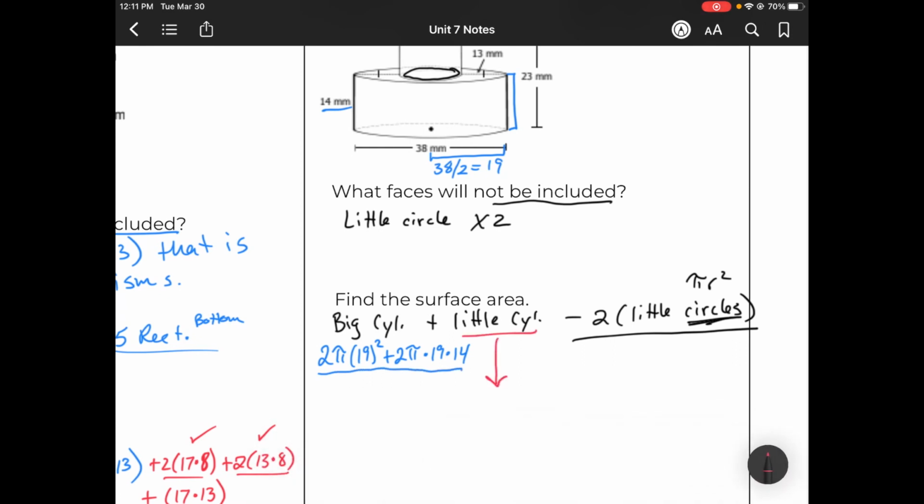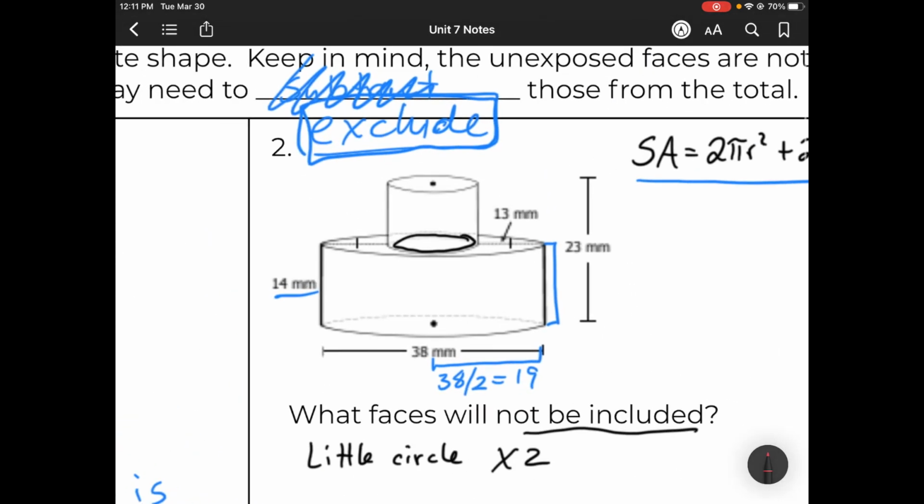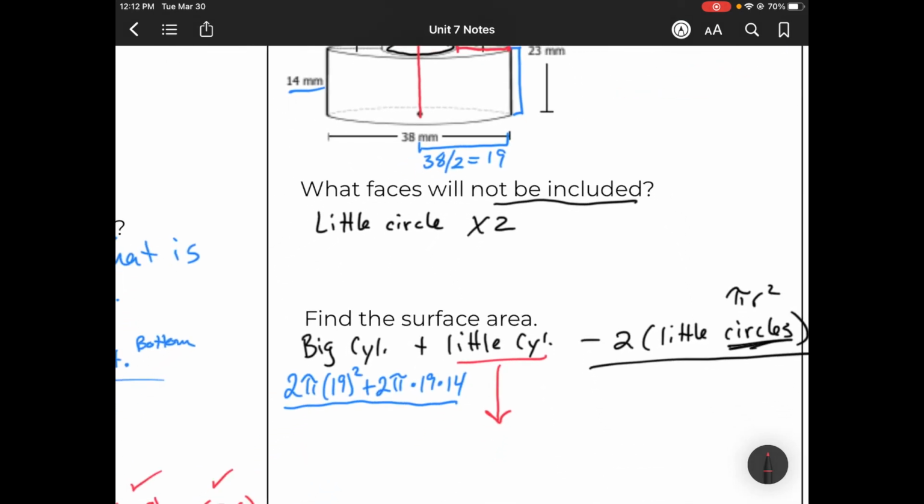Then I'm going to do my little cylinder. For that, I need to find that radius because they don't exactly give it to me. Okay, I got to figure that out. However, I know these centers are exactly lined up. So I know the distance from the center out to the far edge here is a radius of 19. But this length from where this little cylinder stops to the edge of the big one is 13. So I'm going to take 13 away from 19. I'm going to do 19 minus 13, and I'm going to get 6. Okay, so the radius of this little cylinder is 6.